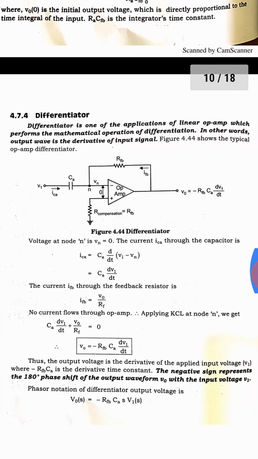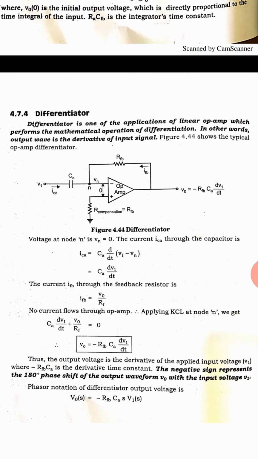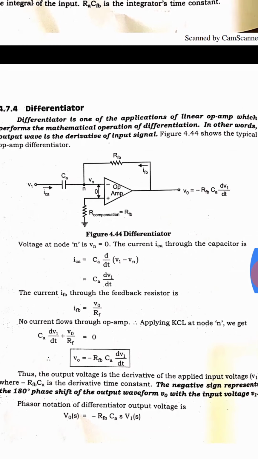Now the differentiator. Here it is the same circuit as the integrator. The only thing, as I already told, is that the capacitance is at the input and the feedback resistance is at the output. Here also we are giving input at the inverting terminal. Find the voltage at the inverting terminal; the ground potential means Vn is equal to 0. The current flowing through the capacitance is Ia.